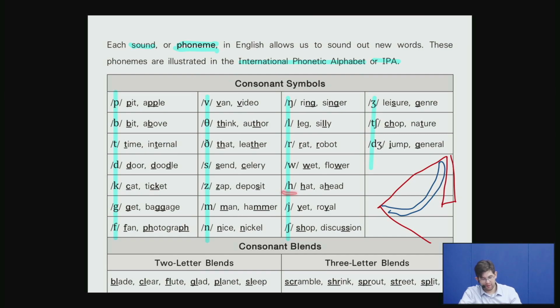Our next sound is our letter H sound. Our first one is hat. And our next one is ahead. Our next one is our Y sound, but it actually has a J in our International Phonetic Alphabet, so just be careful of that. But it is yet, or royale, and it has this big Y sound to it.